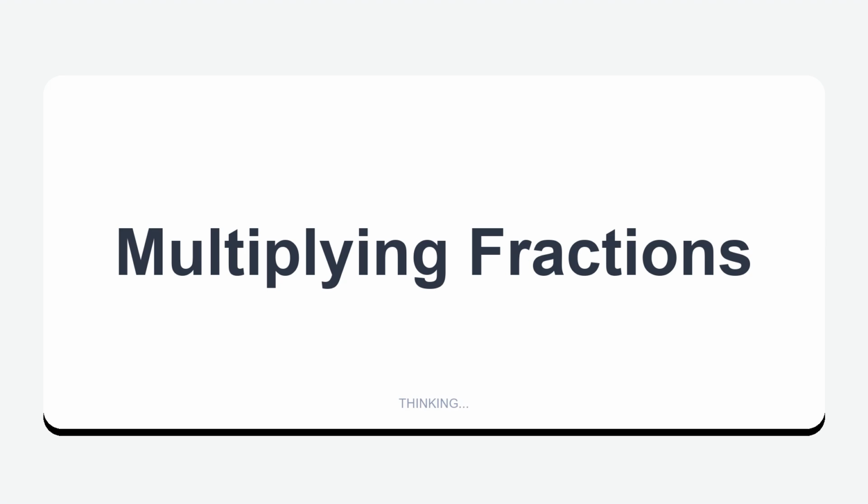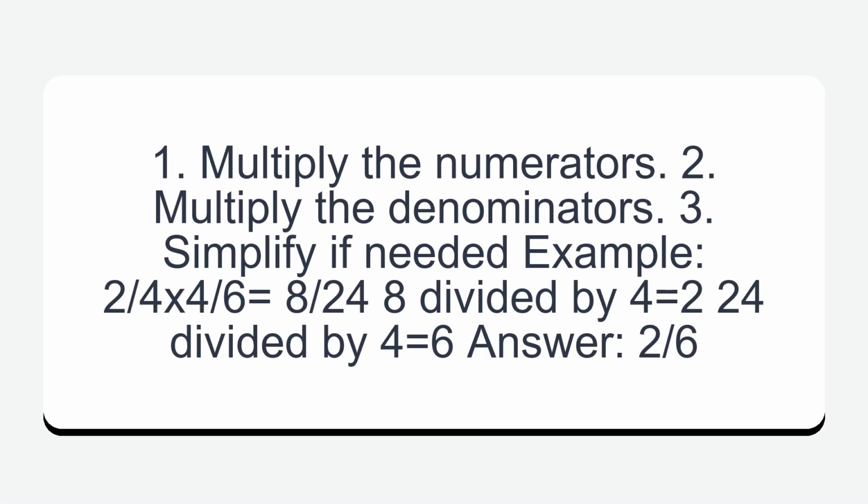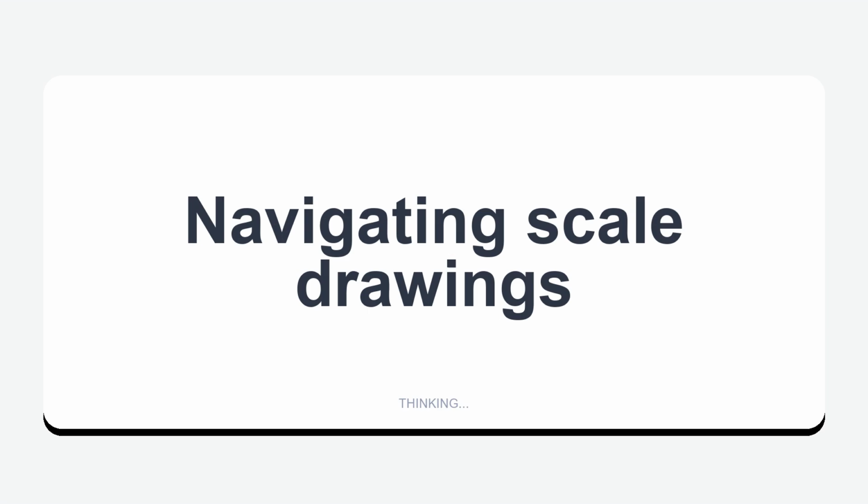Multiplying fractions. 1. Multiply the numerators. 2. Multiply the denominators. 3. Simplify if needed. Example: 2/4 times 4/6 equals 8/24. 8 divided by 4 equals 2, 24 divided by 4 equals 6. Answer: 2/6.